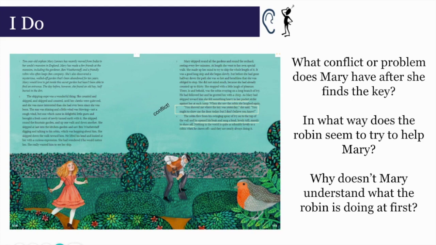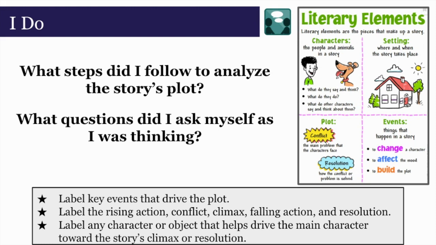So far, there has been a character or object that is helping drive the main character toward the story's climax or resolution. The robin seems to be helping Mary by showing her what the key goes to. I'm going to write robin symbolism in my text because I think the robin might be helping drive Mary toward the climax.